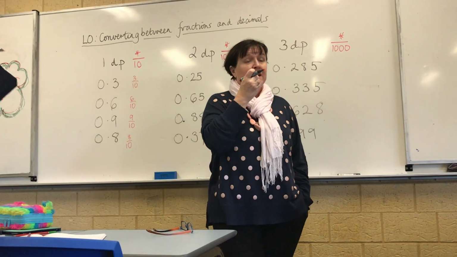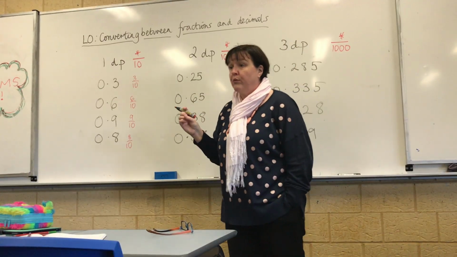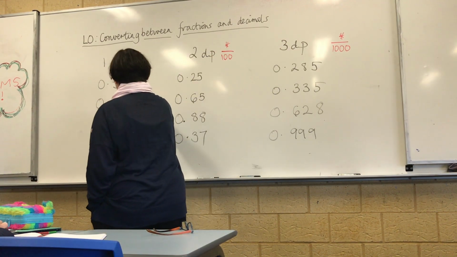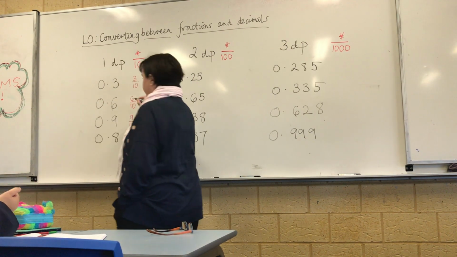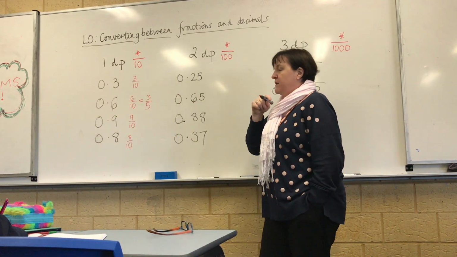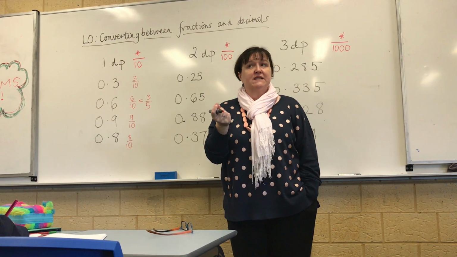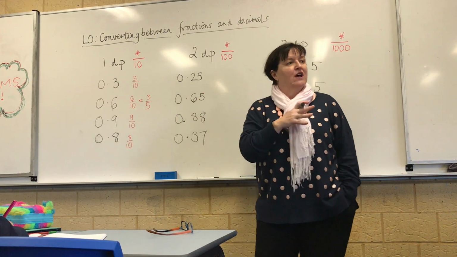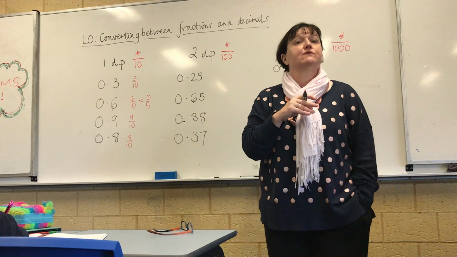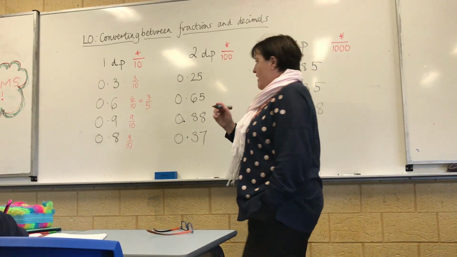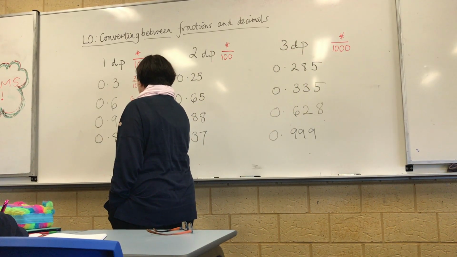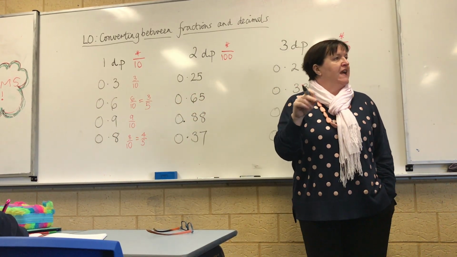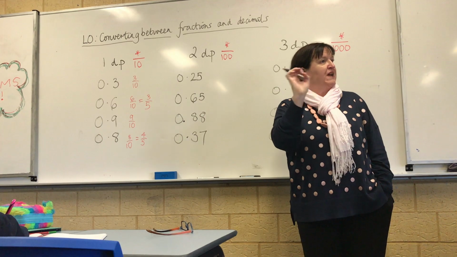6 over 10, is that in its simplest form? So what is it, Eden? 3/5. Well done. 3 over 5, because they both divide by 2. 9 over 10, is that in its simplest form? Yes, so we can leave that. 8 over 10, is that in its simplest form? 4 over 5. 4 over 5, that's right, okay.